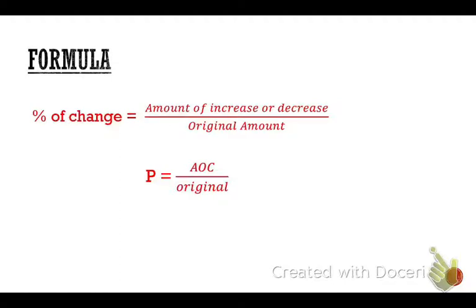In order to find the percent of change, you have to take the amount of increase or decrease and divide it by the original amount. So if I were to abbreviate that, I would say P equals AOC over the original. Does anyone have a guess of what AOC might mean? Hayden, that is correct. AOC means the amount of change. How much did it change? How much did it increase or decrease? And then we're going to divide that by the original amount.